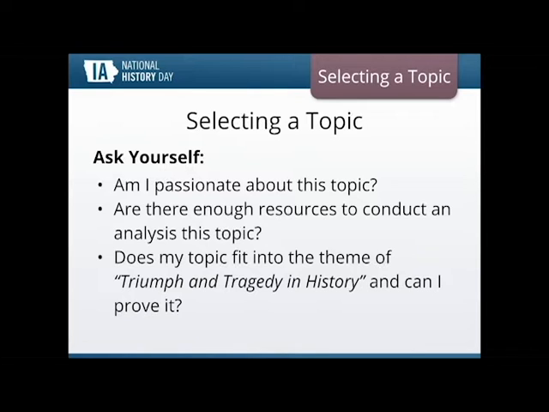If not, it may not be a strong topic for you, or you may have to really consider what category you want to do. And the last one, does my topic fit into the theme of triumph and tragedy in history, and can I prove it? So the goal of History Day is to find a topic, develop an argument or a claim as to why your topic fits into the theme, and your research should defend that claim.